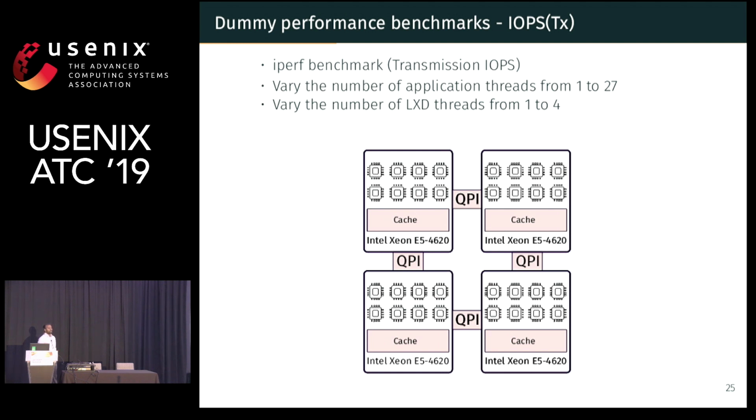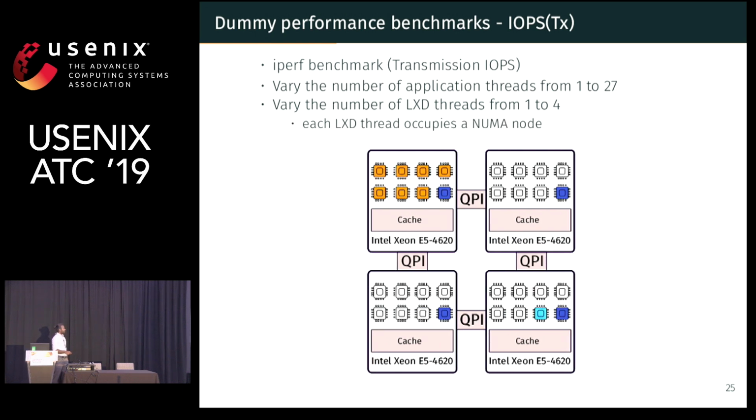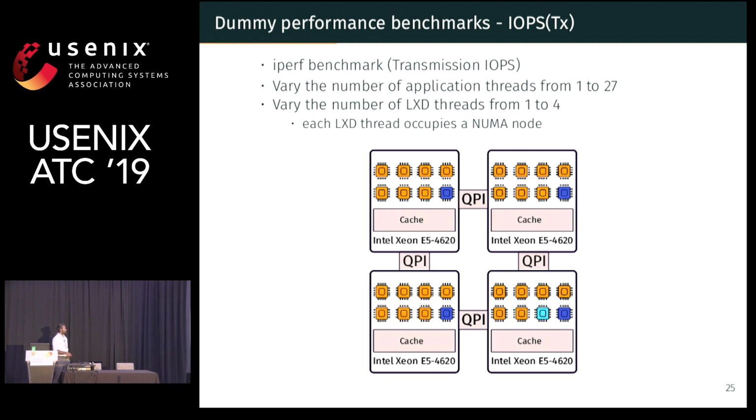To accommodate these many application threads, we also varied the number of LXD threads from 1 to 4, where each LXD thread occupies a core in a NUMA node, as shown here. And the application threads are distributed across the other CPUs available in a NUMA node. Each application thread is pinned to a particular CPU and communicates only with the LCD of that NUMA node to avoid cross-NUMA overhead. This is how the entire setting looks like for a 27-thread scenario.